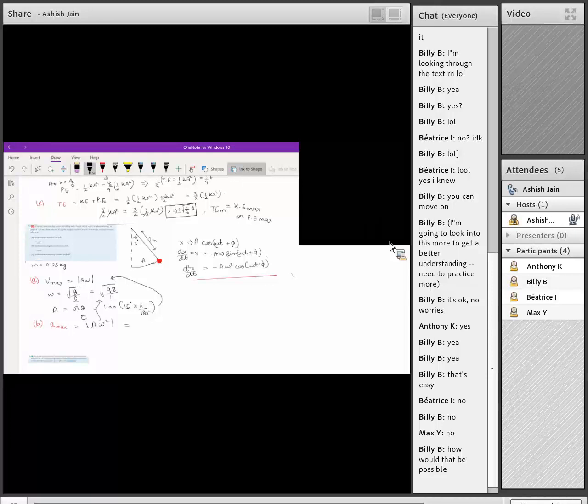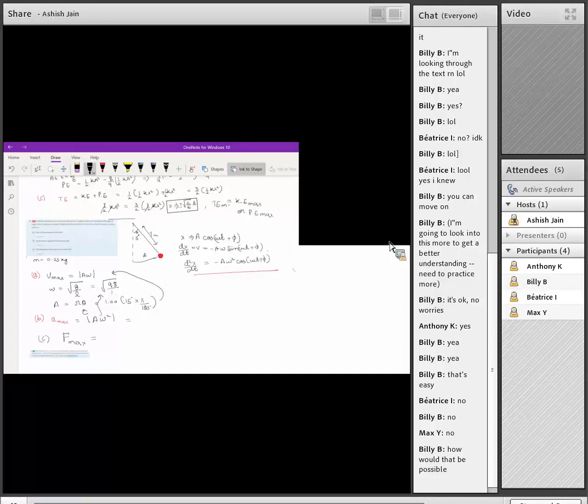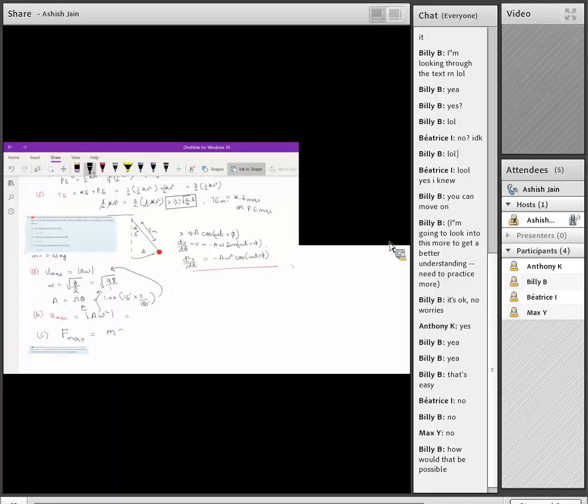The maximum restoring force on the bob. So force max is given as M A max. That's your answer. A max you calculated in part B. Any questions on this? If not, I'll move on to the next part.